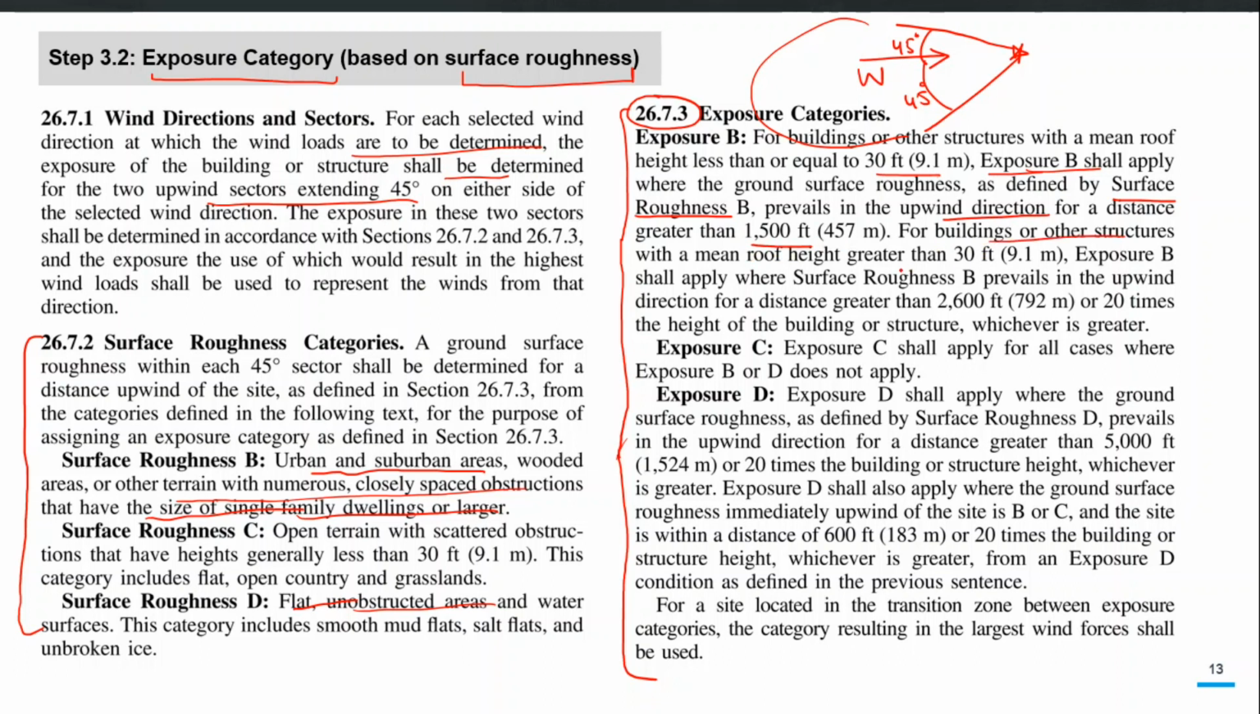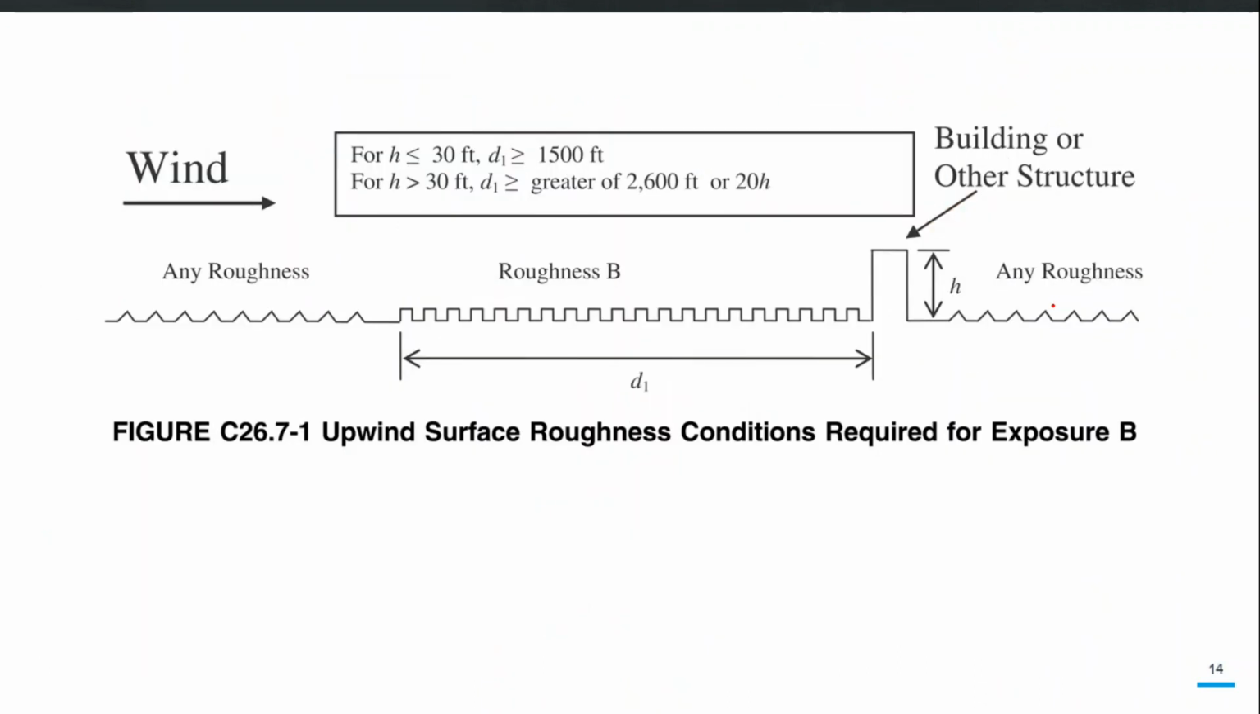And for buildings and other structures having a height greater than 30 feet, B shall apply when you have surface roughness B, and that surface roughness B should prevail for a distance greater than 2600 feet or 20 times the height of the building, whichever is greater. Let me explain that in the form of a figure, which is also available in this particular reference. I have taken it from the commentary of ASCE 7-16, the commentary of chapter 26.